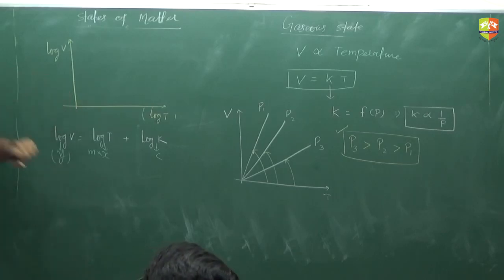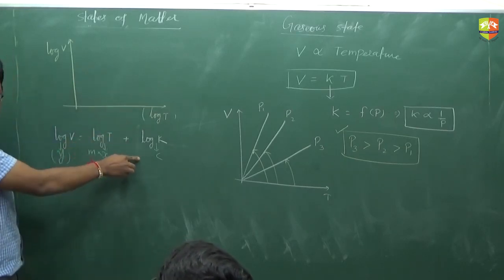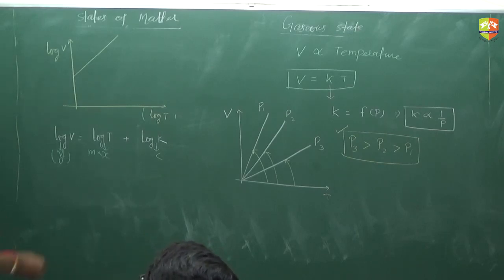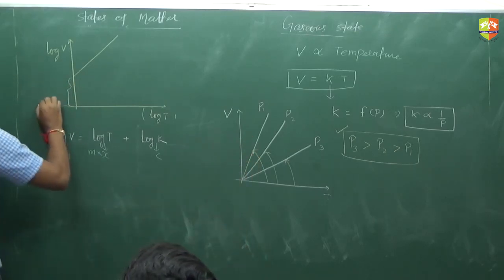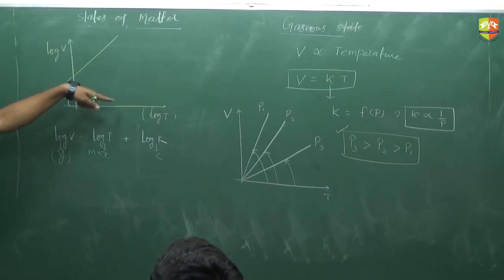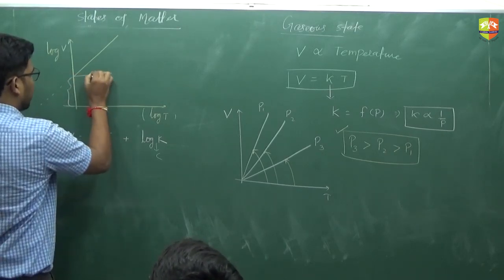Suppose they give log V and log T. How do we draw the graph of this? A straight line with positive slope, right? So it will be like this, with a positive y intercept. If it passes through the origin, the y intercept will be 0. Is the angle always 45 degrees? Yes, because the slope is 1. This angle is 45 degrees.